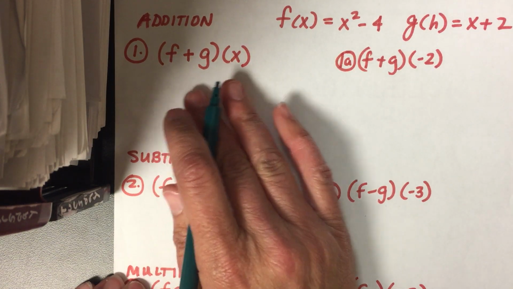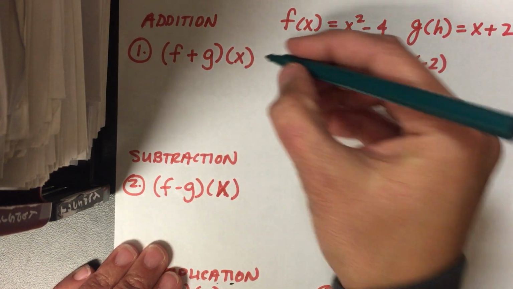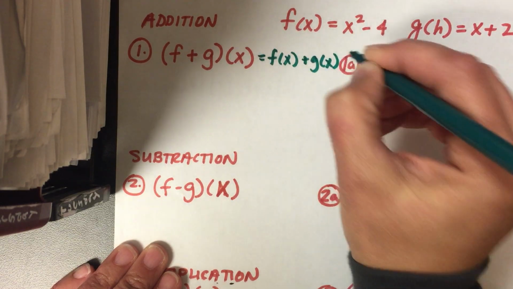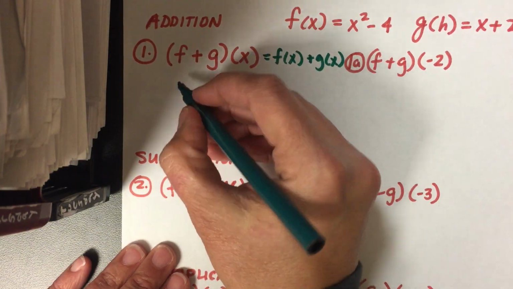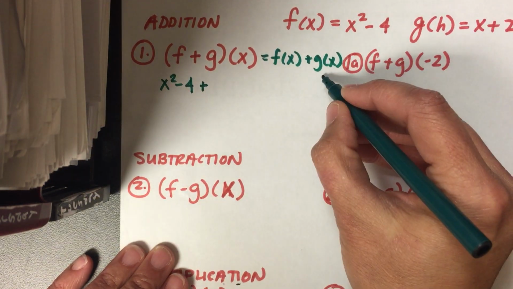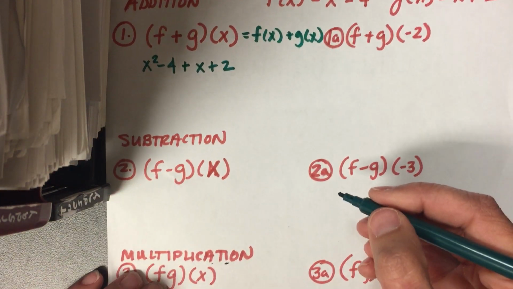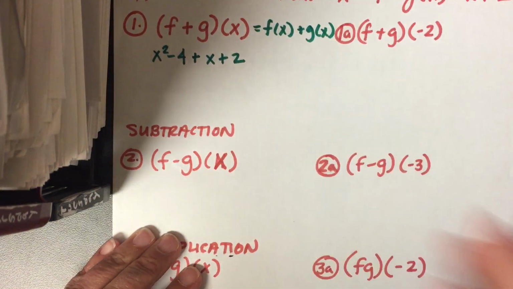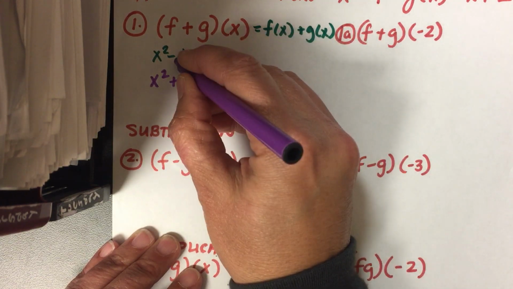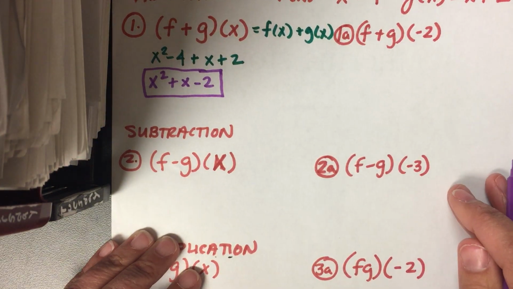All you're going to do for f plus g of x is add the two functions, f of x plus g of x. This literally means f of x plus g of x. So f of x is x squared minus 4 plus g of x, which is x plus 2. And then I'm going to combine like terms. So I have x squared plus x, and negative 4 and 2 is minus 2. And that's it. That's simple. That's how you add the functions together.